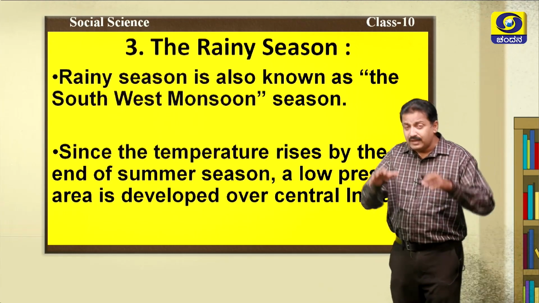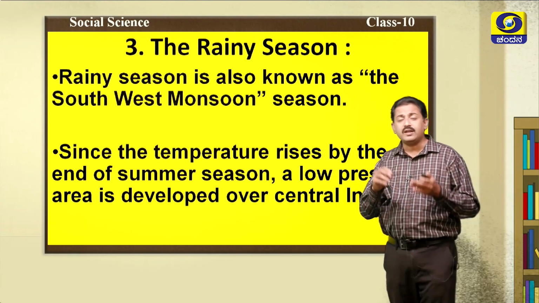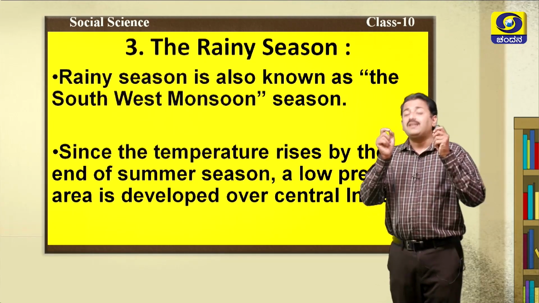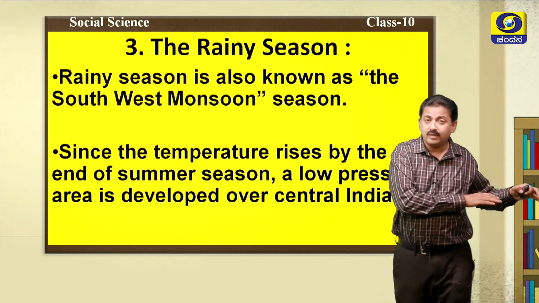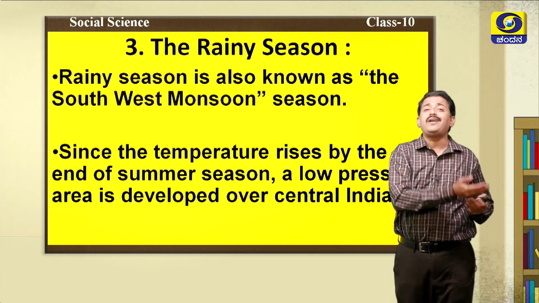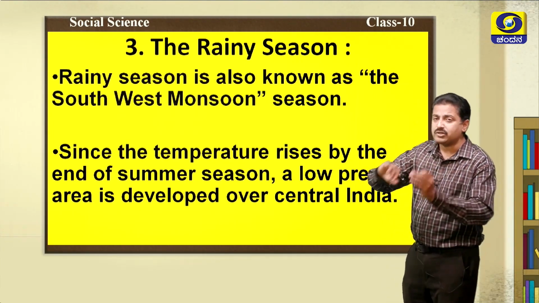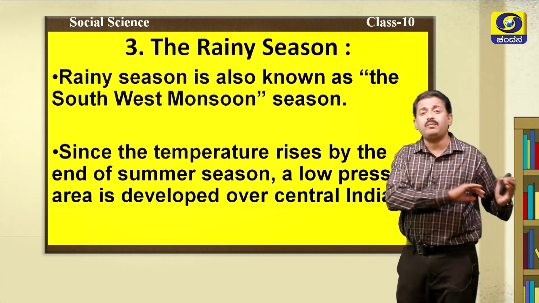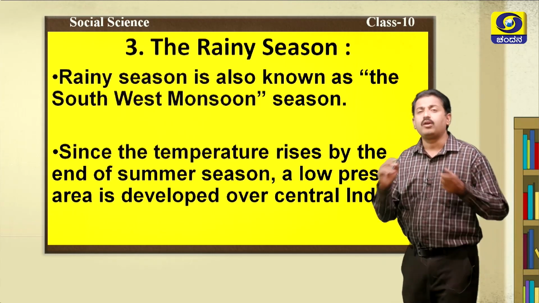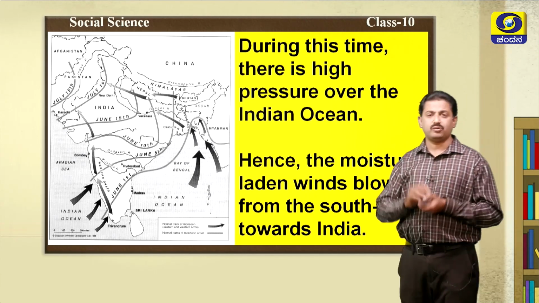During this season, the central part of India, that is Madhya Pradesh and a few other surrounding areas, experiences high temperature with low pressure. At the same time, on the water body, that is the Indian Ocean, there will be low temperature with high pressure. So, the winds move from the high pressure area to the low pressure area and bring rain bearing clouds, which we call southwest monsoon winds.